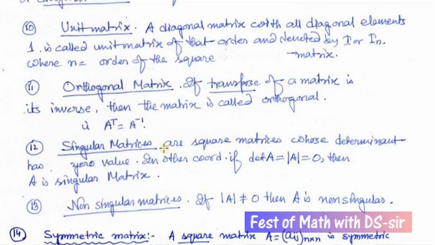But if the number of rows is equal to the number of columns, that is, the matrix is a square matrix, then you have to construct the corresponding determinant, and then find the value of that determinant. If the value of the determinant is 0, then the matrix is singular. And if the value of the determinant is non-zero, then the matrix is non-singular. Very simple.